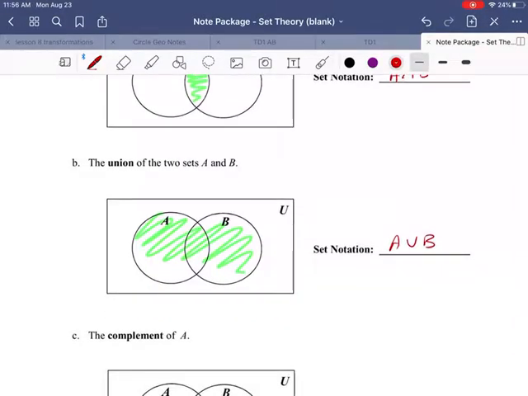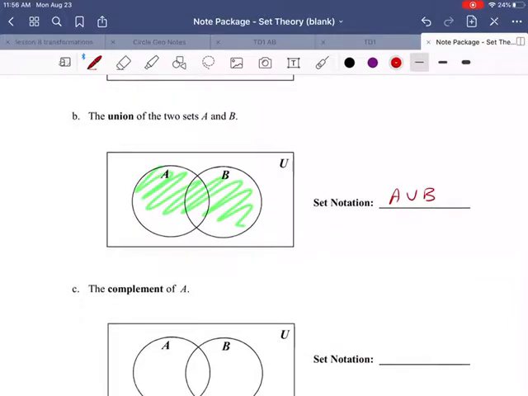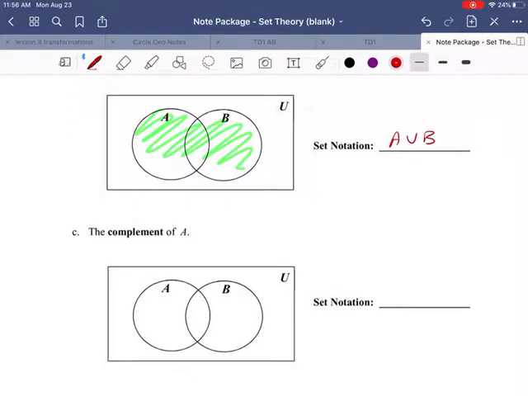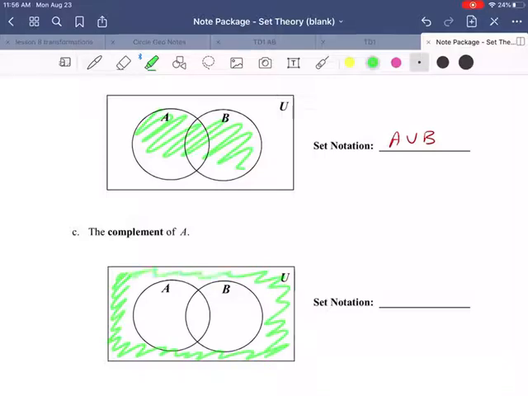And the complement of A is everything that's not in set A. So if you are highlighting this, it's going to be everything outside here, as well as B. And that is complement of A.